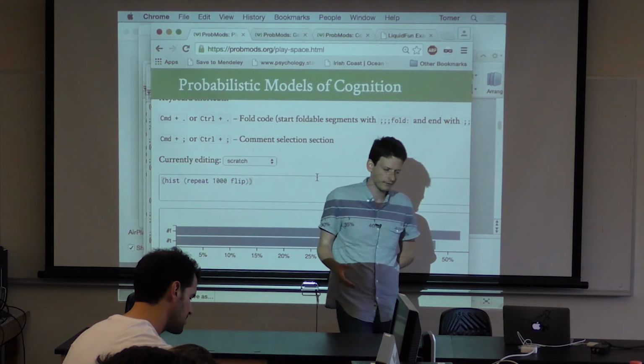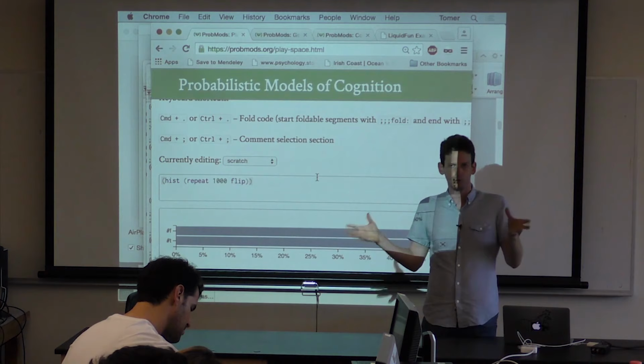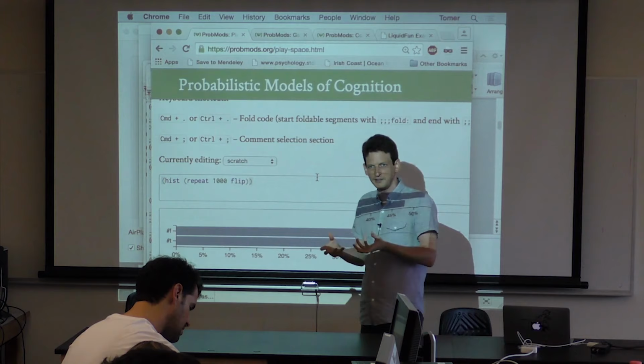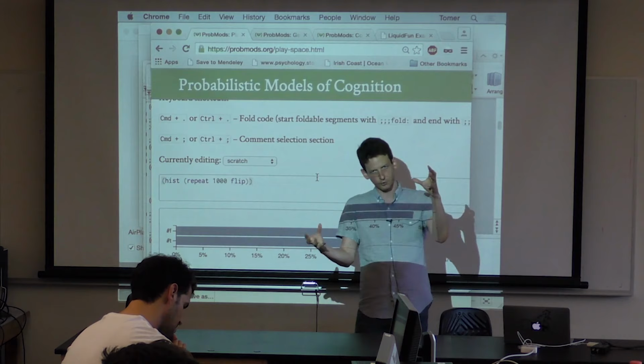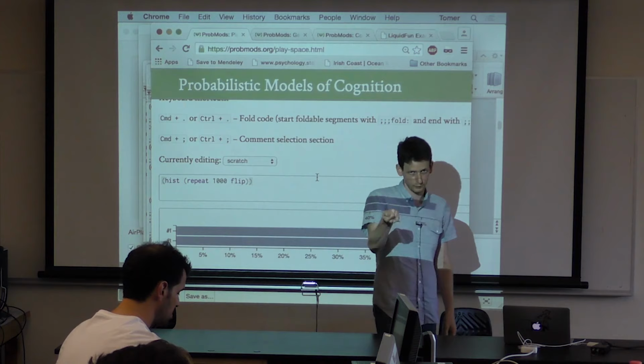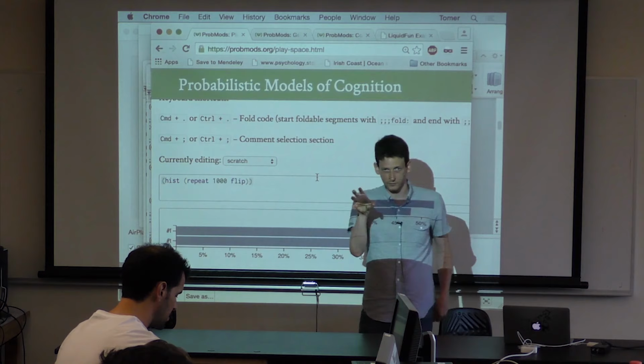And again, one way to think about Church programs is that any Church program that you write, if you just write plus 2 2, you'll get back 4. That's, in a way, a deterministic program, right? That's the probability of getting back 4 on this execution equals 1. But there are many other things that you could write, and you could get back interesting things for them. The point is to write something like a generative model that describes some sort of thing about the world. And when you run it forward, you get a certain sample. But if you run it many, many different times, it gives you the probability distribution that this model describes.